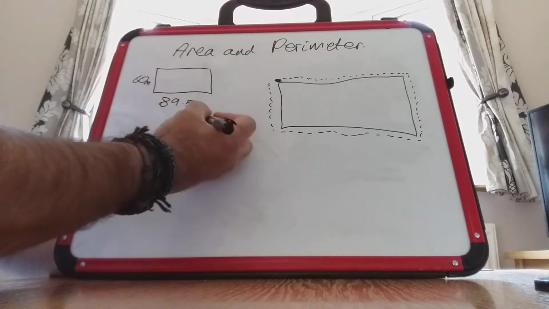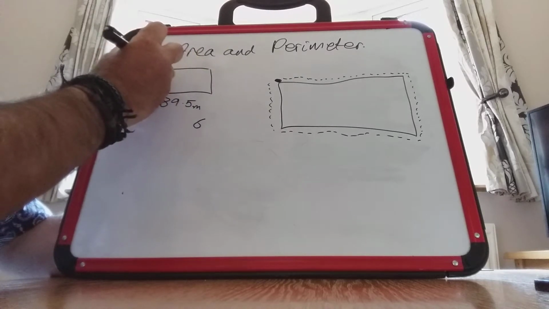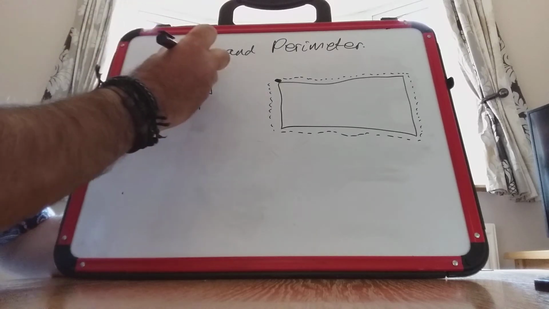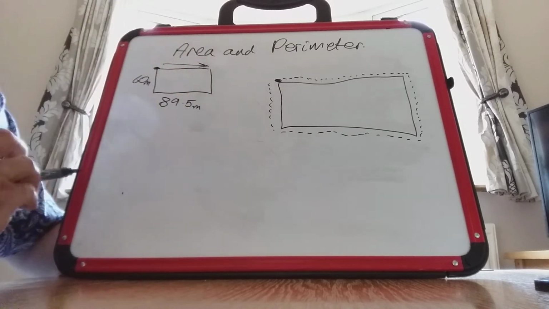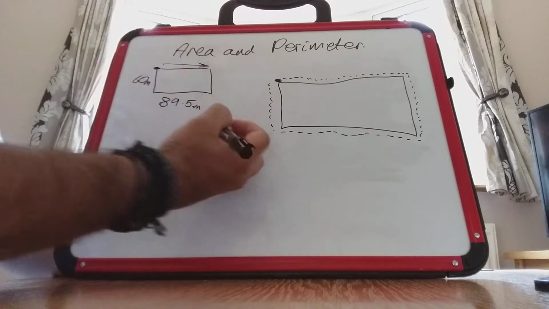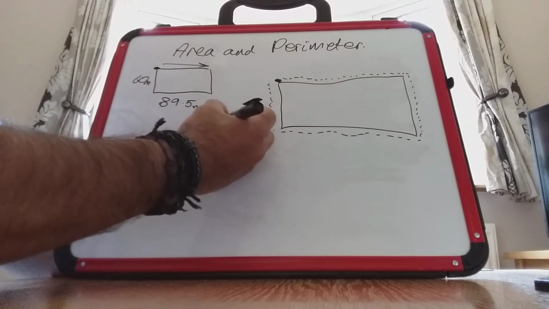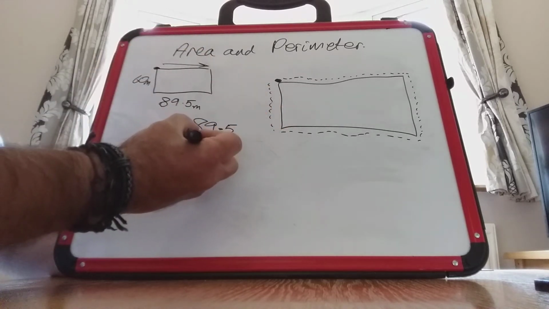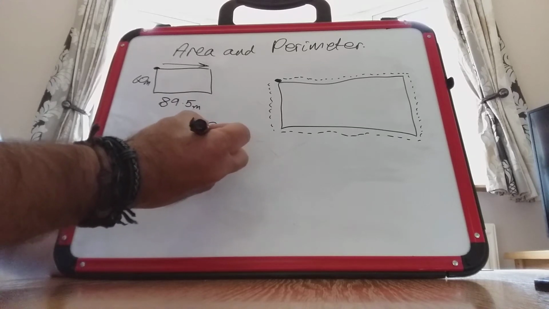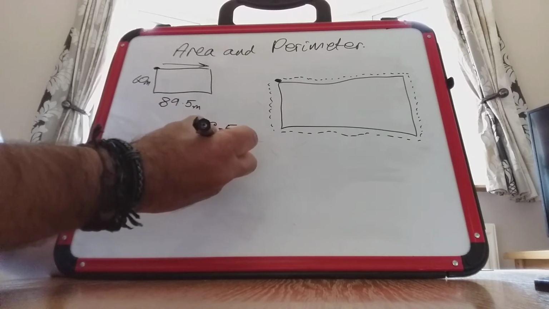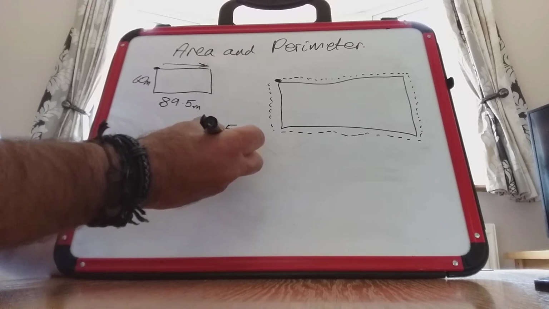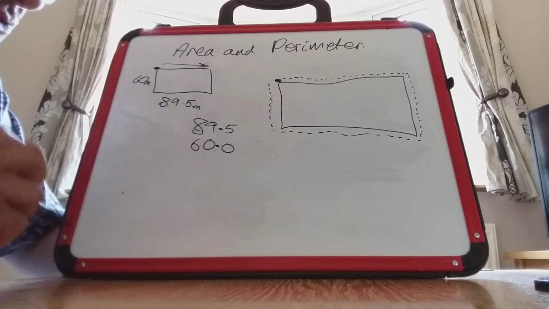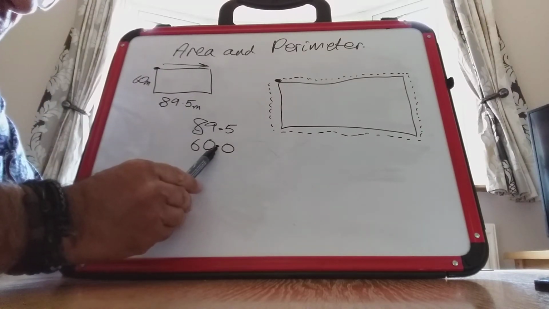So if we start here and go across the top, this person has travelled this distance first. Because it's a rectangle, we know that this distance is the same as this. So they have travelled 89.5 metres, and then they travel downwards 60 meters. Now the important thing here is place value. You might think that looks like 600. It's not. There is a decimal point which we can see very clearly there.